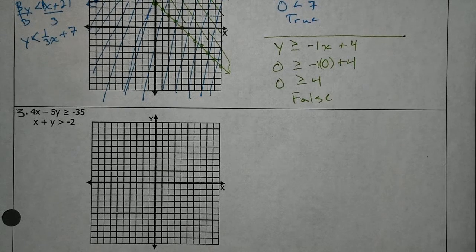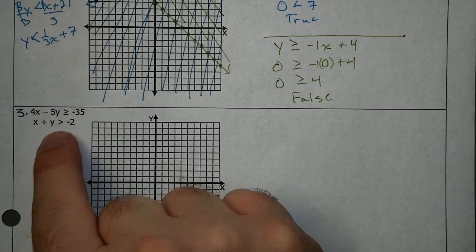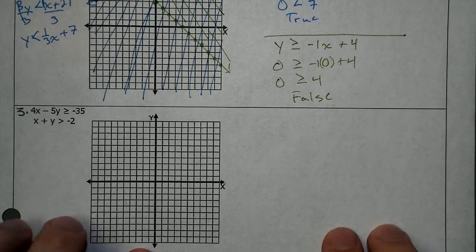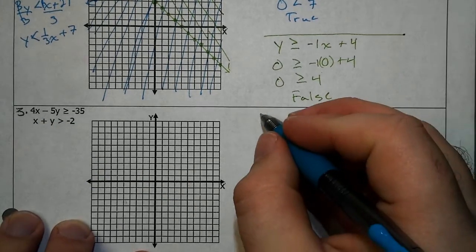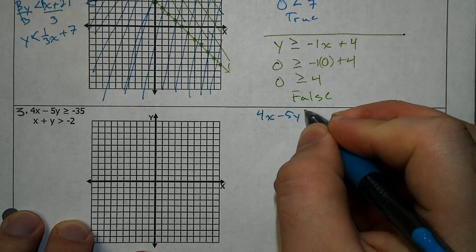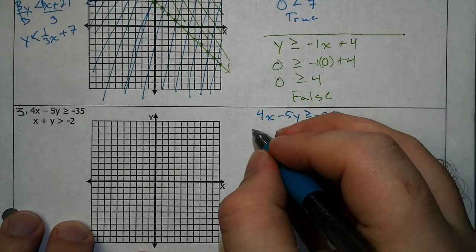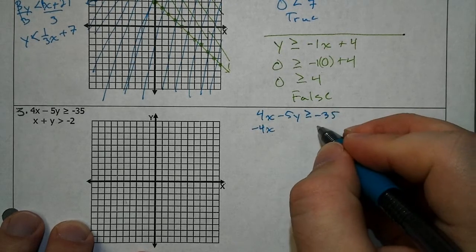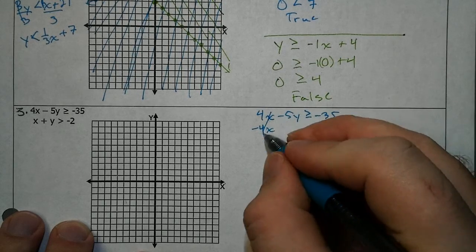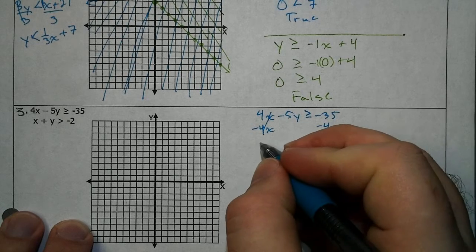All right, in the next one, we look at both of our inequalities, and we see neither of them starts out with y. They're both in standard form, so we've got to change it. So let's take this first one, 4x minus 5y greater than or equal to negative 35. Let's move our x, divide by y. So move that 4x. That cancels. Now bring down. This is a negative 5 with our y.